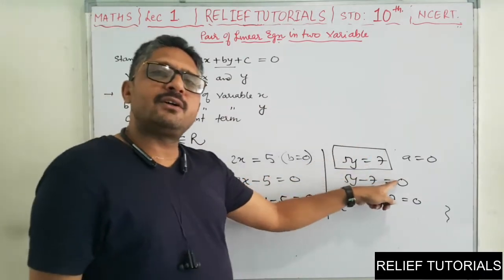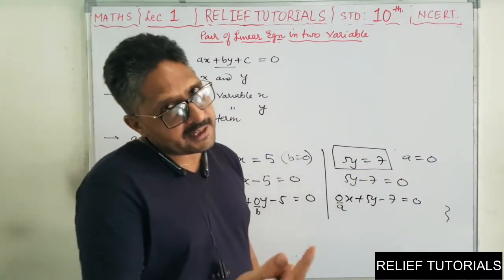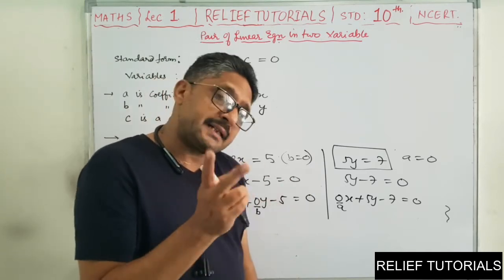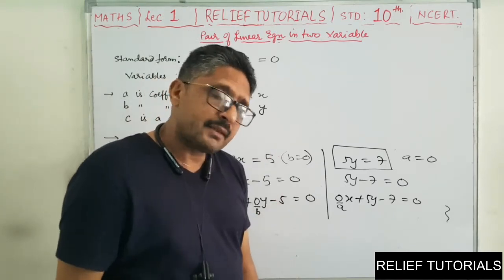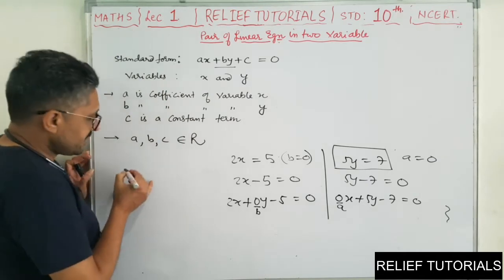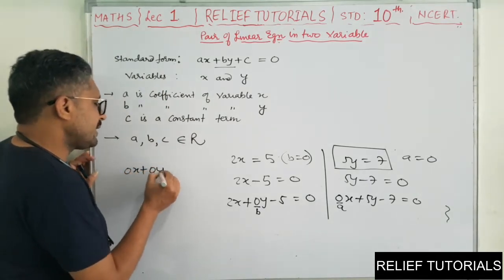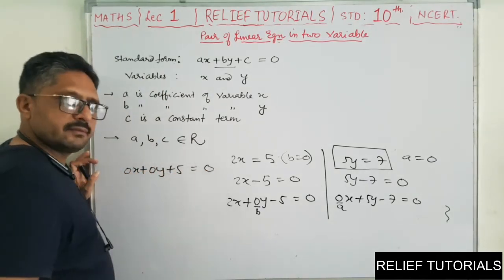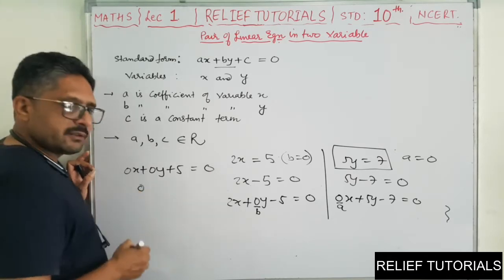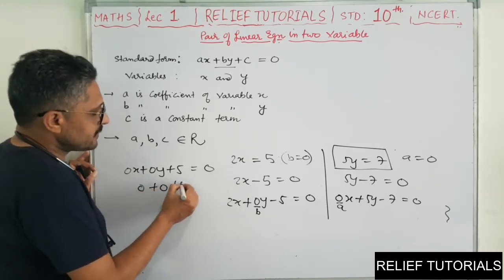So either a is 0 or b is 0. But one question again arises, sir: a and b can be simultaneously equal to 0 at a time. If that is the case, then our equation becomes 0x plus 0y plus 5 is equal to 0. 0x is 0, 0y is 0, plus 5 equal to 0.